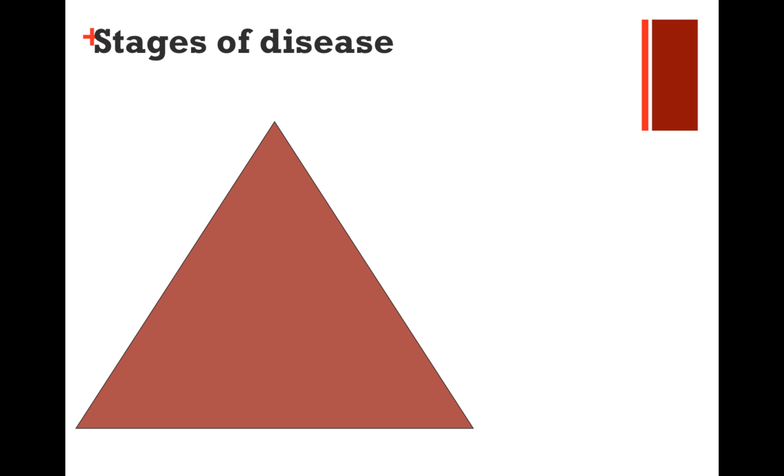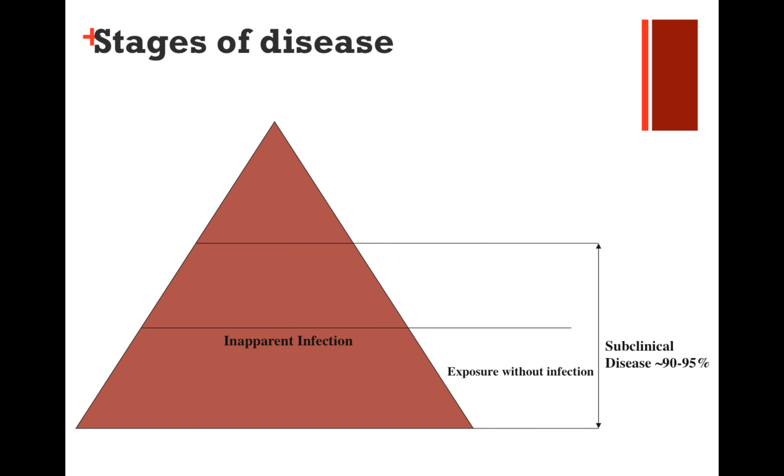And because epidemiologists and people in public health like triangles, I have another triangle for you. So, the stages of disease. As I said when we talked about infectivity, not everybody who's exposed to a disease is going to become infected. So 90 to 95% of the infectious disease agents you come in contact with are subclinical disease, either exposure without infection or inapparent infection, or infection without clinical illness. You're infected, your body fights it off, you never show signs, you move on with your day. Vast majority of the time this is the case.